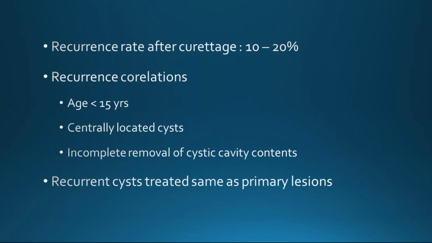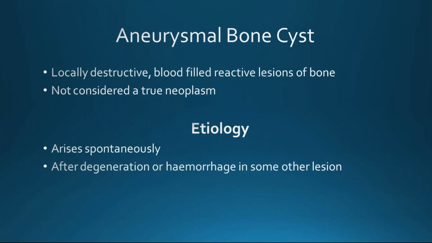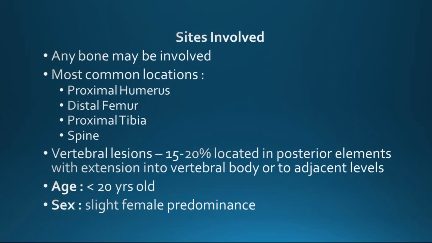Recurrence correlates with age less than 15 years, centrally located lesions, and incomplete removal of cystic cavity contents. Recurrent cysts should be treated as a primary cyst. Coming to aneurysmal bone cysts again, this is a tumor-like condition, but it's locally destructive. It's spontaneous in occurrence, or it can be a secondary tumor.